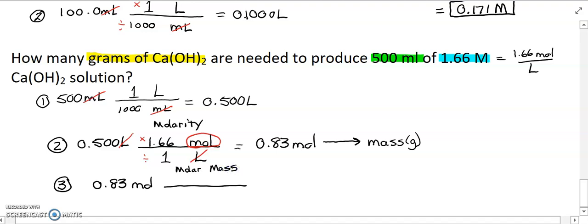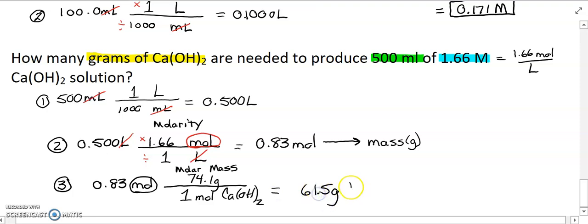So this is calcium hydroxide. I have moles, and I know a molar mass is the mass in 1 mole of anything, and in this case calcium hydroxide. I can add things up on a periodic table. I'm going to come up with 74.1 grams. And I can multiply that out, and I'm going to come up with 61.5 grams of calcium hydroxide.